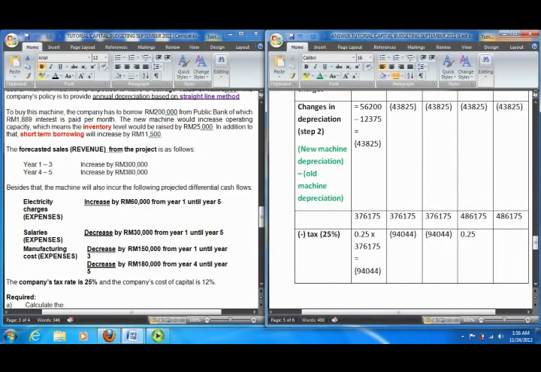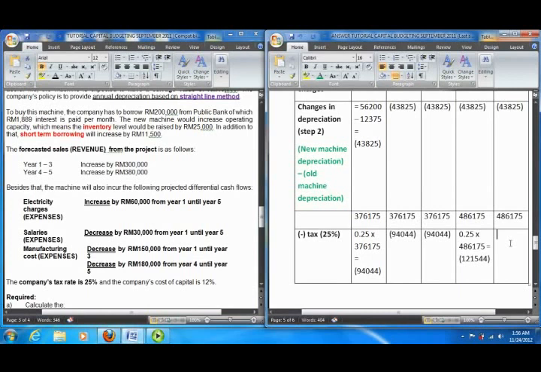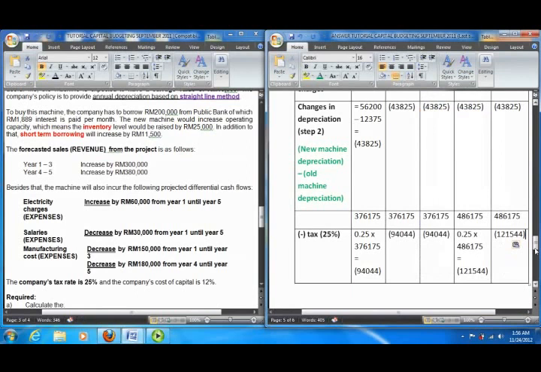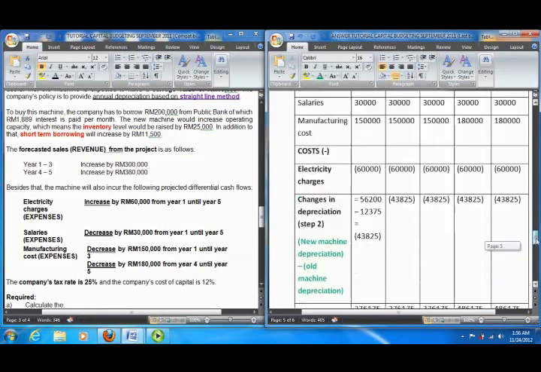And this one is different, correct? 0.25 times 486,175, then you will get your tax of 121,544. Because it is a tax, you must minus it, you must make it negative. Alright, class, why don't I need to calculate again? Because it is the same answer.